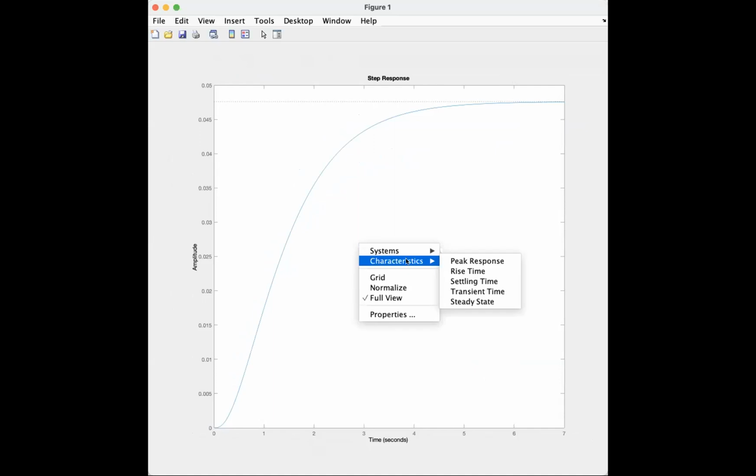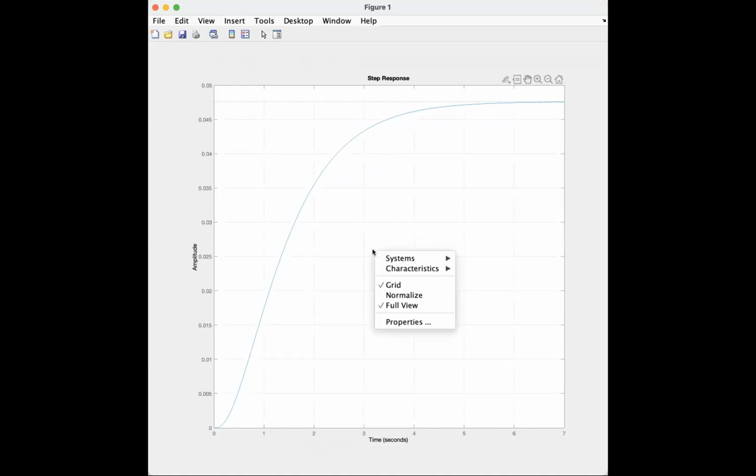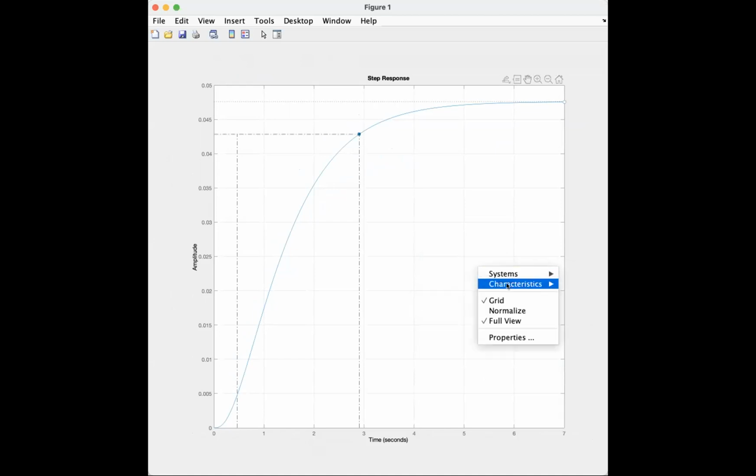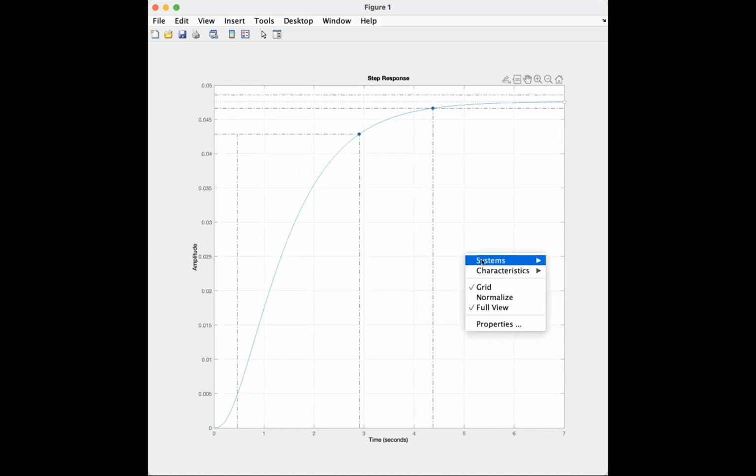As usual, put the grid and then put the characteristics: the peak response, rise time, settling time, and steady state. You can see that here the final value is 0.0476, and the input is 1 volt. So what is the steady-state error?